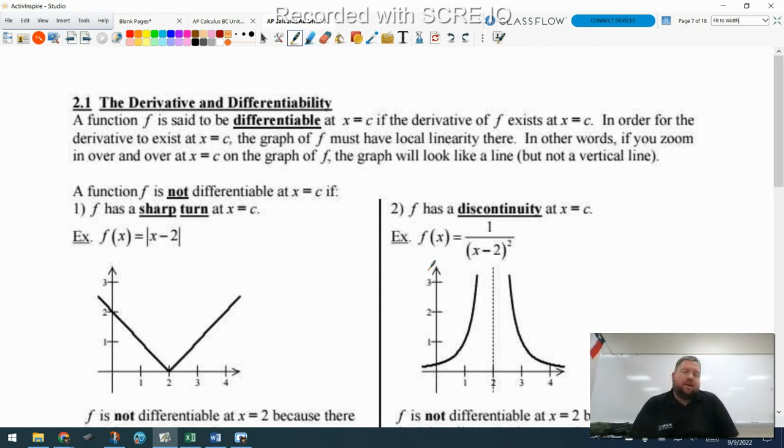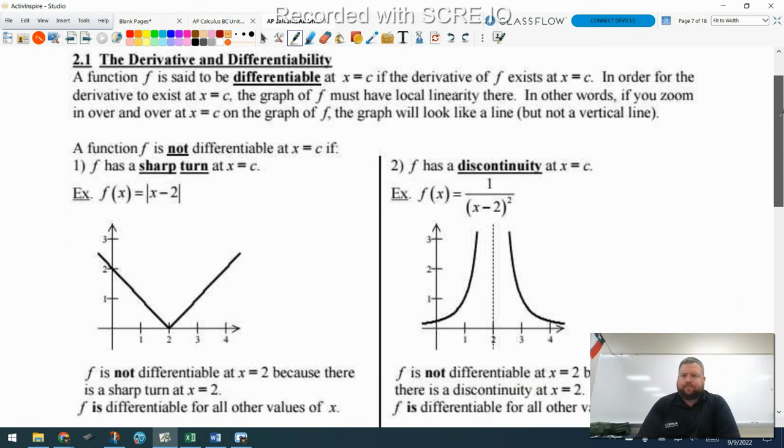local linearity there. That's just a fancy way of saying that if you were to zoom in on the graph really, really close, it would look like a line on the graph. But that line would also not be a vertical line, because a vertical line has an undefined slope, and since a derivative is a slope, we don't want to have an undefined slope there. There are four ways that you can look at a graph and determine if a function is not differentiable. The first one is a sharp turn.